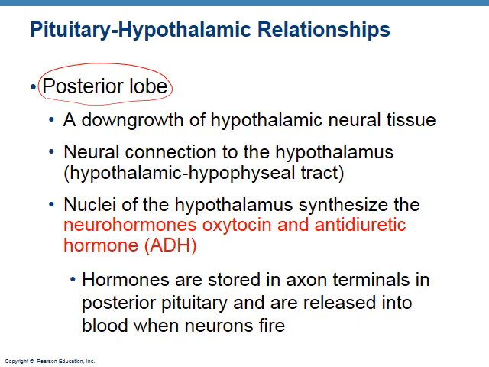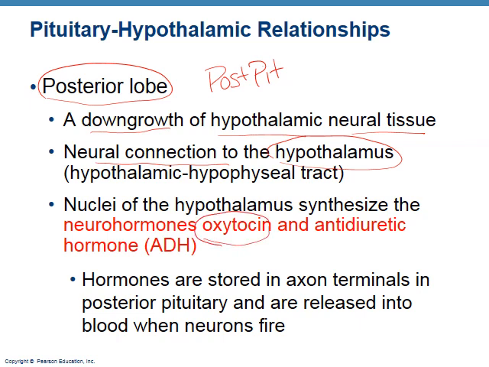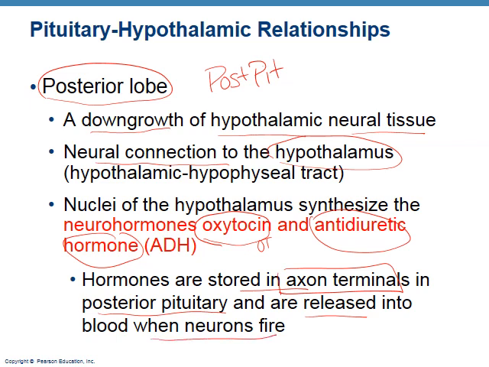So first, let's talk about the posterior lobe. Sometimes you'll see me abbreviate it as post-pit, so I don't have to write it out. This is actually a downgrowth of hypothalamic neural tissue. There's a neural connection between the hypothalamus and the posterior pituitary. The 2 hormones that we're going to talk about are oxytocin and antidiuretic hormone. Oxytocin is usually abbreviated OT. Hormones are stored in the axon terminals in the posterior pituitary and are released into the blood when a neuron fires. You can tell this is a lot of neuro words, right? So posterior pituitary is really functioning like a neuron.